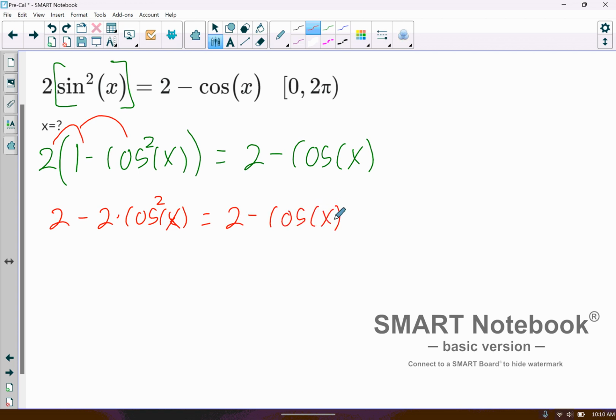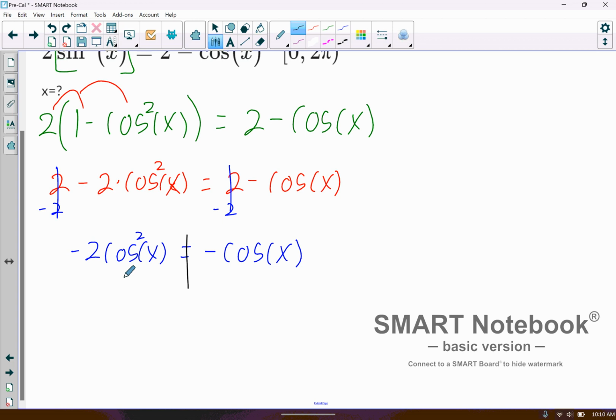And then we want to clean this up. We want to put it in general form. And so what I notice first off that will make my life easier is I have a 2 on both sides. I'm going to cancel those 2's out. So now I'm left with negative 2 times cosine of x squared is equal to negative cosine of x. And so I need to set one side equal to 0. Doesn't really matter which side I want to make 0.